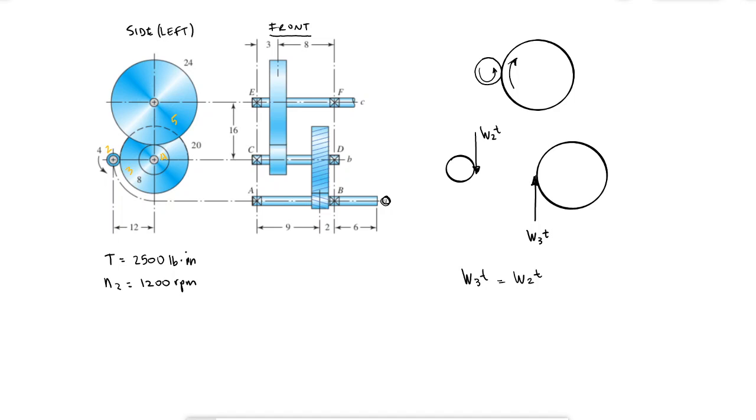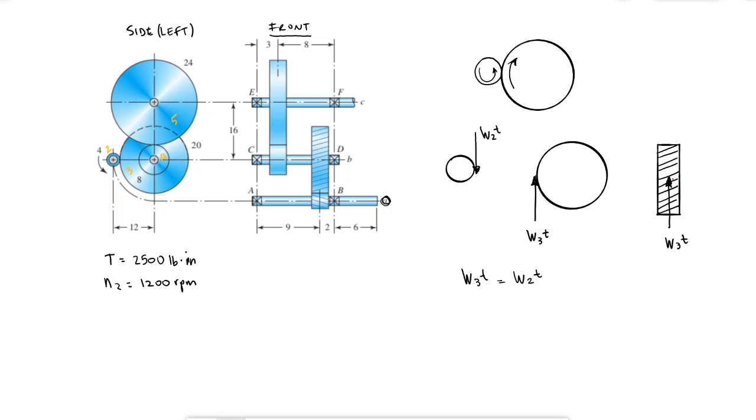Now if I did the front view of 3, or the back view of 3, where it's actually touching gear 2, we would see the same lines, same angle, but from the back. So I would still see that W3T as a tangential force. I'm going to use different colors for the other ones.